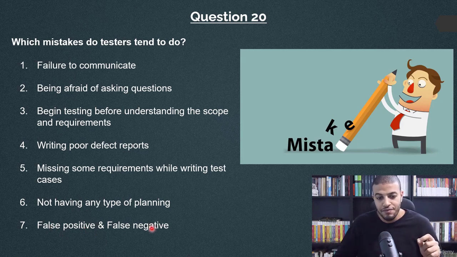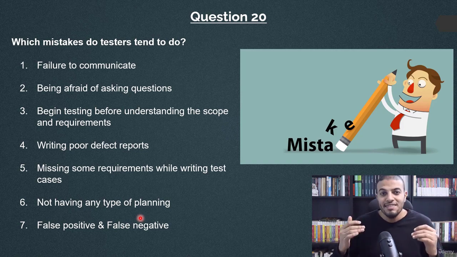called false positive. On the other hand, you might do another mistake which is called false negative, and this happens when there is a defect in some component but you didn't test this component or this scenario. And in this case, you reported that there is no defects in this component while there are defects that should have been exposed in this component.